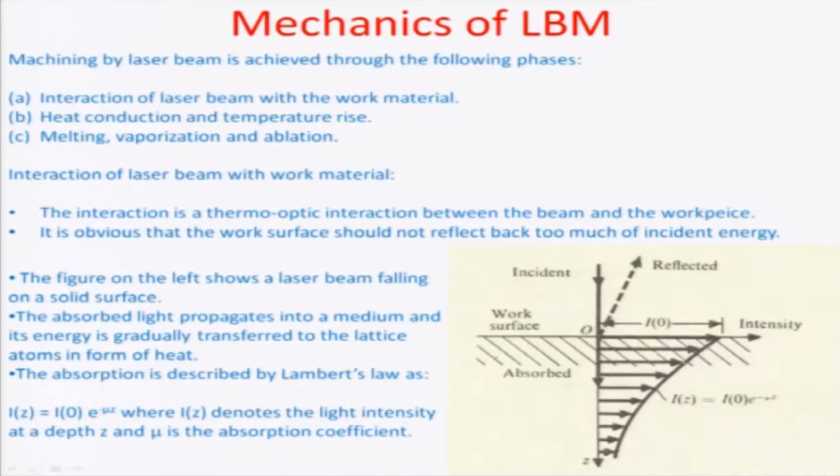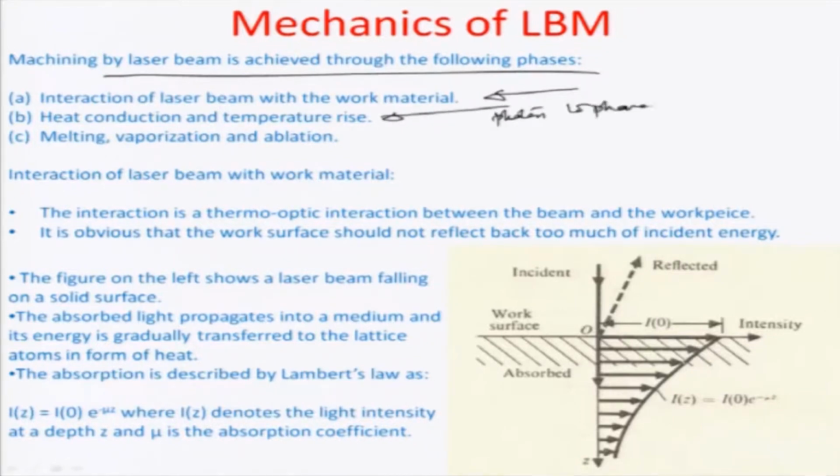So, machining by laser beam is typically achieved by the following phases. Phase 1 is the interaction of the laser beam with the work material. There is a photon to phonon conversion, which raises the local temperature and local energy, and there is of course heat conduction because of a sudden temperature gradient which is produced from the center of the beam to the side of the beam, and sudden rise of the center of the beam's temperature.